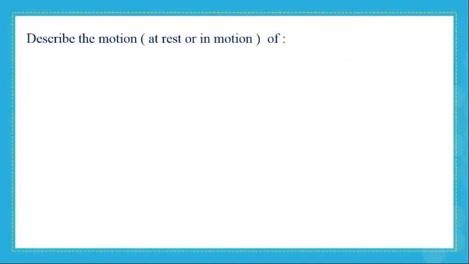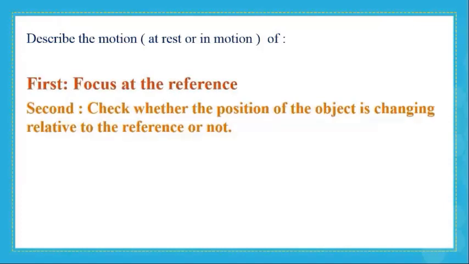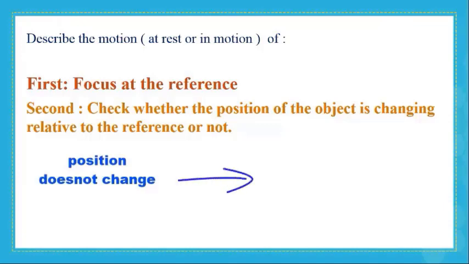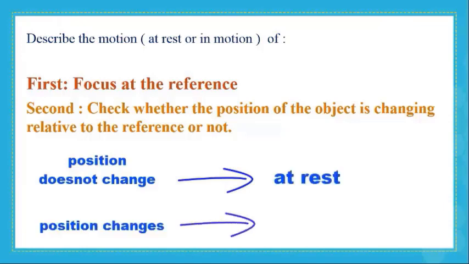When you are asked to describe the motion of an object, it means to indicate whether an object is at rest or in motion. To tell whether an object is at rest or in motion, first we have to choose a specific reference. Then check whether the position of the object is changing relative to the reference or not. If the position does not change, the object is at rest. If the position changes, the object is in motion.